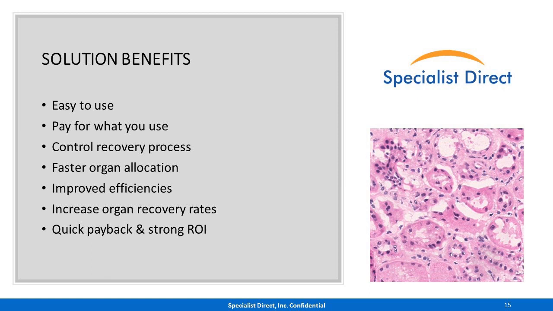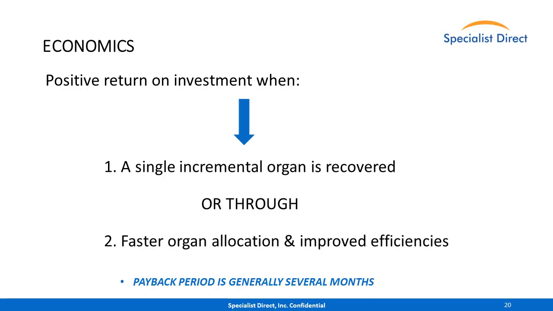I'm going to talk a little bit about the quick payback and ROI. From an economic standpoint, we find that the strategic OPOs and transplant facilities look at this as more of a revenue generation, not a cost. With a single incremental organ recovered, they're able to pay for the whole system. And even number two, faster allocation and improved efficiencies, payback is generally in several months. So because of the reimbursement structure, this is actually more of a revenue generation when you look at it. Obviously, the goal is to save lives, but when you look at the economics, tremendous economics for these types of solutions.